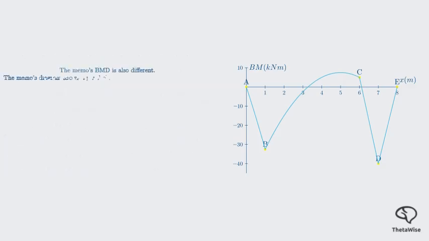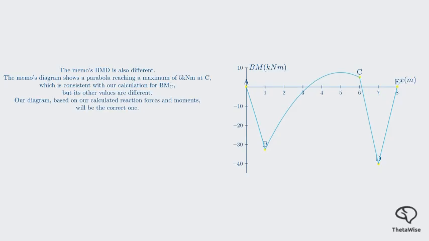The memo's BMD is also different. The memo's diagram shows a parabola reaching a maximum of 5 kN at C, which is consistent with our calculation for BM at C, but its other values are different. Our diagram, based on our calculated reaction forces and moments, will be the correct one.